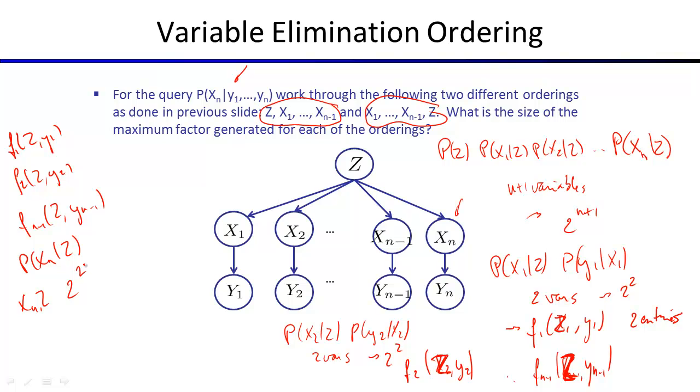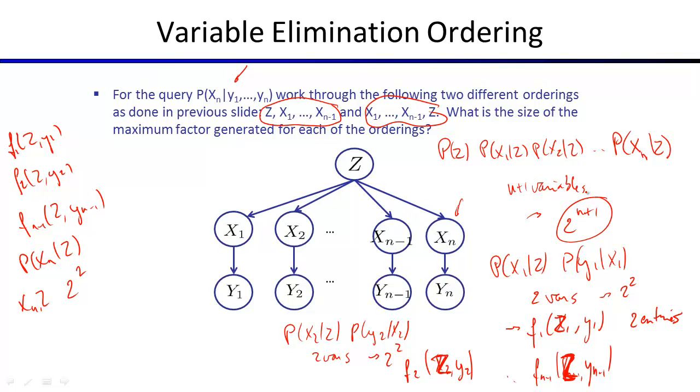Whereas if we started with z, we right away have to generate a table of size 2 to the n plus 1. So the right ordering here makes a big difference. And the intuition that was cited there about z having a large branching factor is exactly the right intuition, right? Because the branching factor tells you about how many factors you participate in.